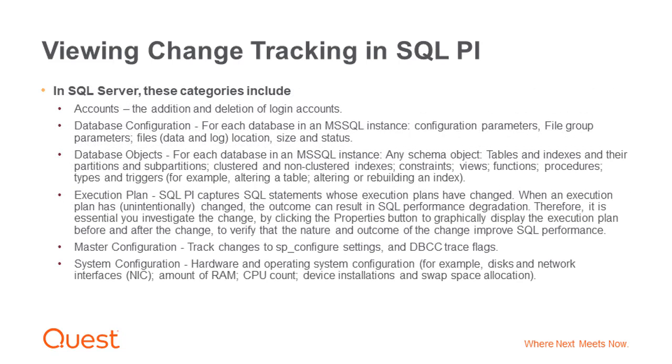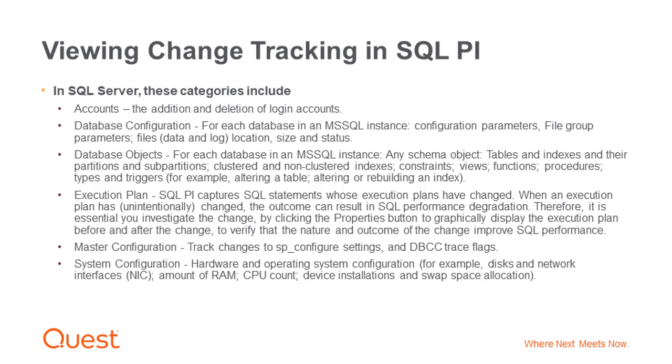In SQL Server, these categories include accounts, the addition and deletion of the login accounts; database configuration, for each database in an MS SQL instance, configuration parameters, file group parameters, files, data and log, location, size, and status. Database objects, for each database in an MS SQL instance, any schema object, tables, indexes, and their partitions and subpartitions, clustered and non-clustered indexes, constraints, views, functions, procedures, types, and triggers. For example, altering a table, or altering or rebuilding an index.